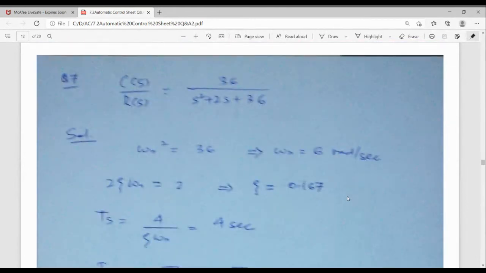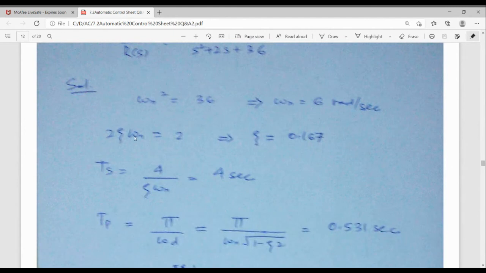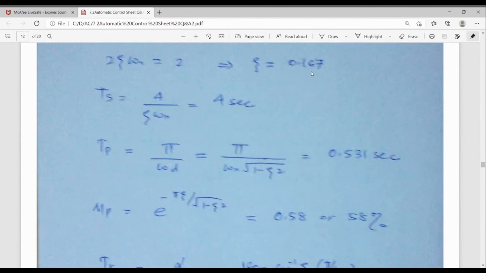And coming to question number 7. Here is output response. The transfer function of a second order control system is given as 36 divided by s square plus 2s plus 36. So upon comparing to the standard transfer function, omega n square is 36, so omega n will be 6 radians per second. In the same way, after comparing, zeta omega n equals 2 here, okay, now you will get zeta as 0.167. It is also under damped response since zeta is less than 1.